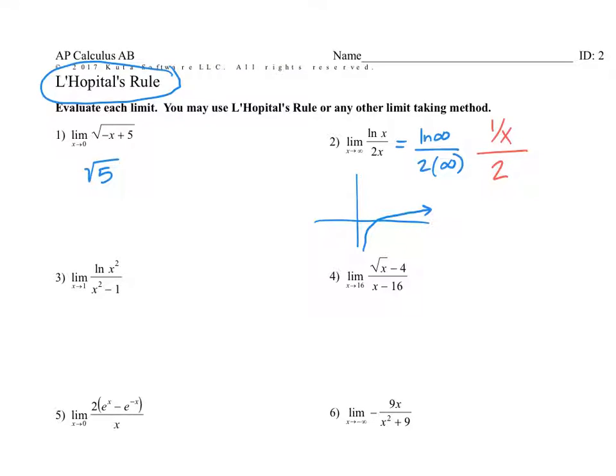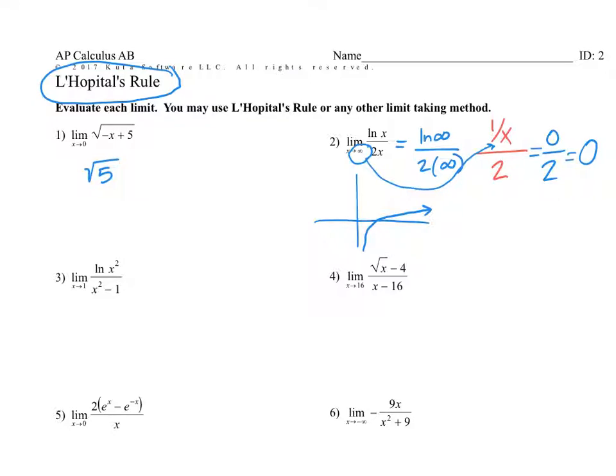So when I sub in, after taking those derivatives, I'm going to still take my infinity and plug it in. And 1 over infinity on top. Any whole number, any real number over infinity equals 0. And the bottom is 2, so our final answer is 0. All right, so there's a case where L'Hopital's rule was necessary. Let's do the next one.